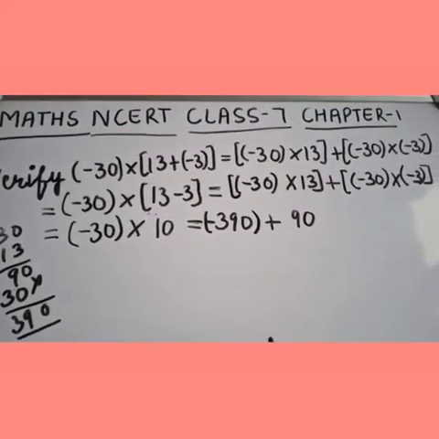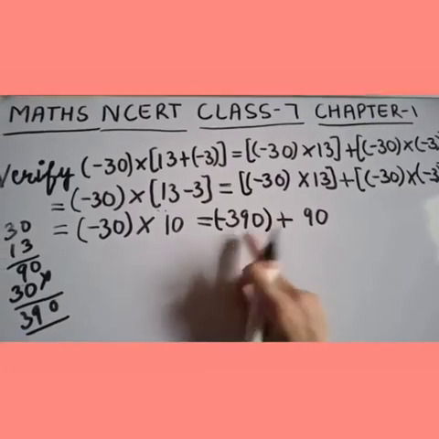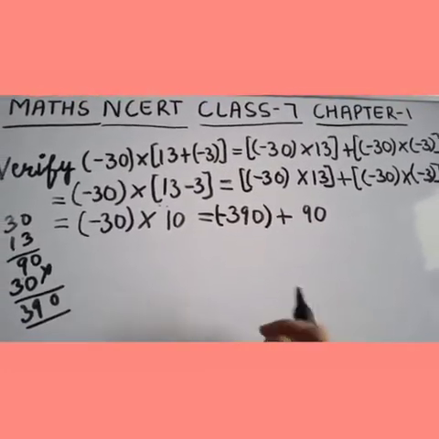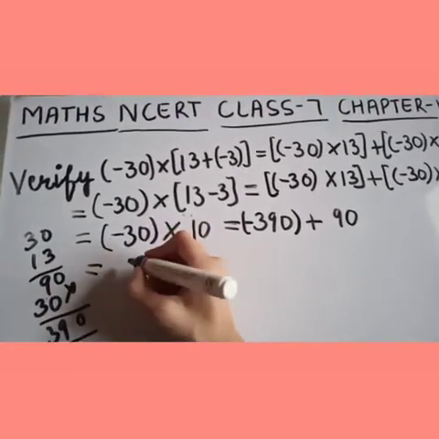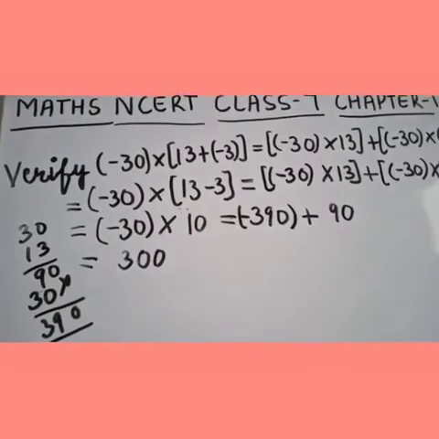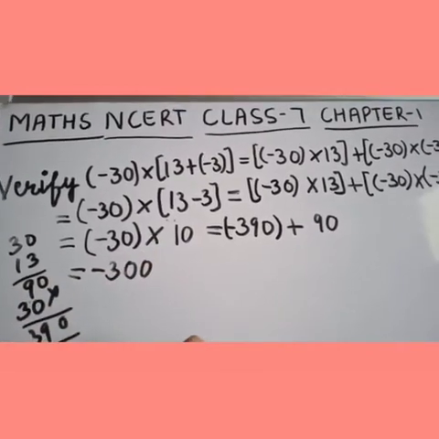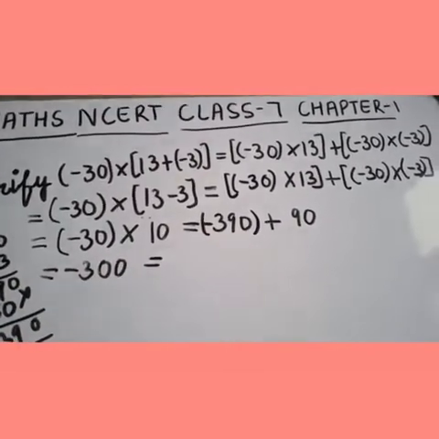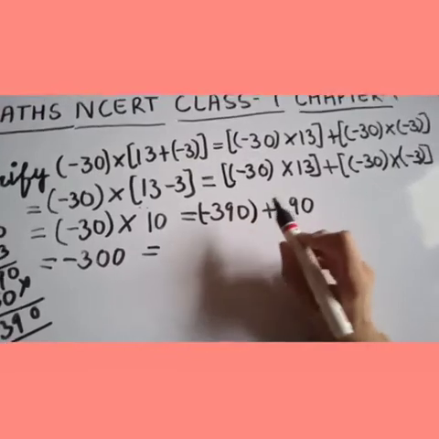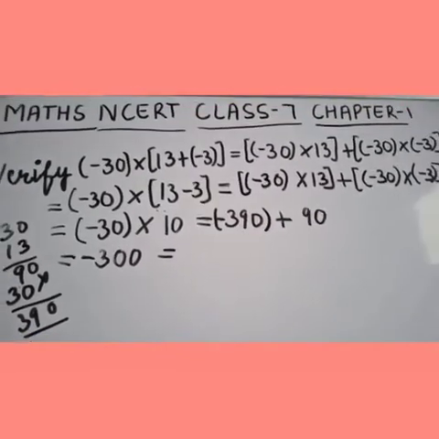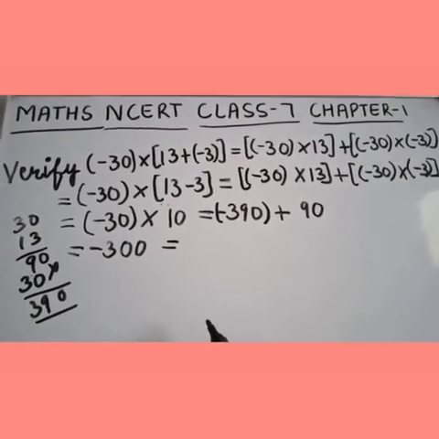Now, the third step is to multiply these two numbers and add these two numbers. Now let's start. 30 into 10 is 300. Minus plus minus. 300 comes out to be a negative number. Equals to minus and plus. 90 is a positive number and 390 is a negative number. So what we will do? Subtract both the numbers. Let's subtract them.